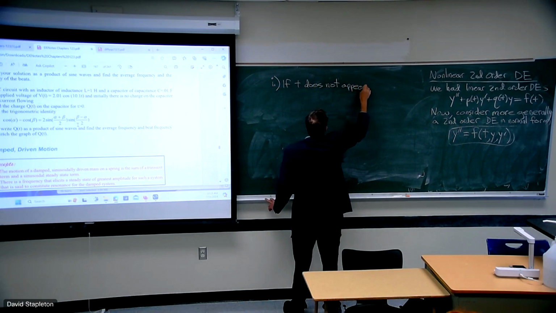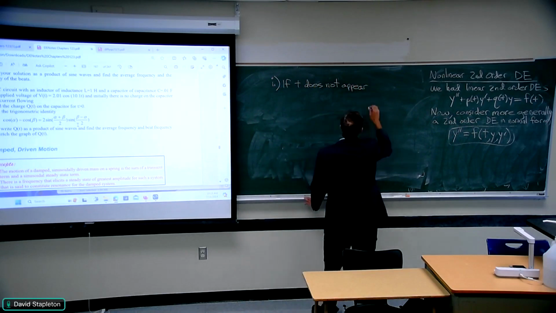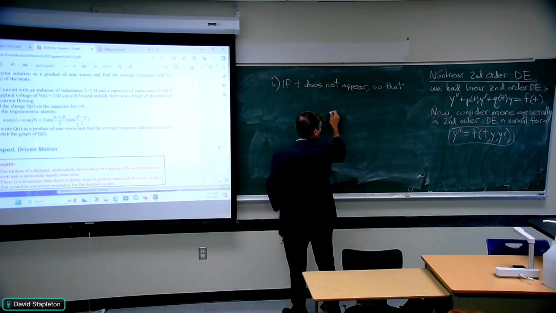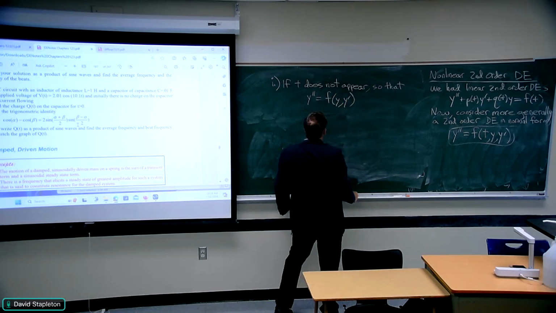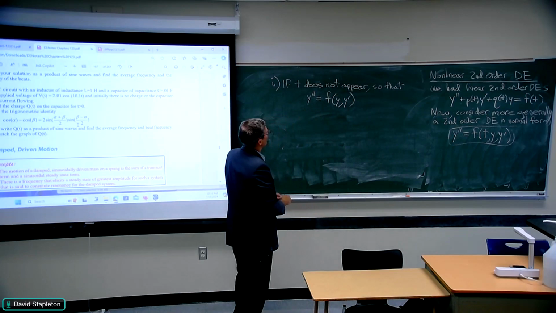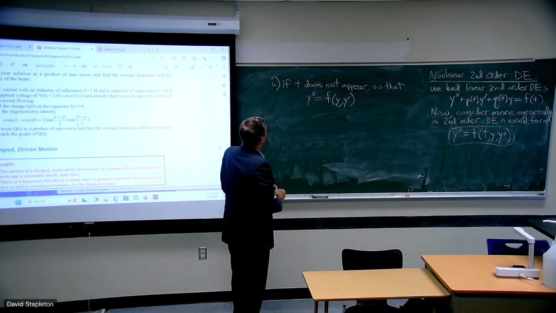If you simplify this a little bit, we can write the equation in this form: y double prime is a function of just y and y prime. What we also call an autonomous equation. This is an autonomous equation of second order when t doesn't appear explicitly. There is a nice method for these autonomous equations.